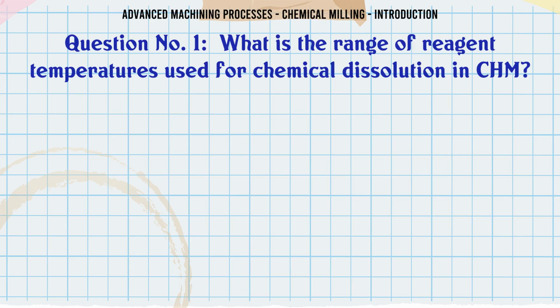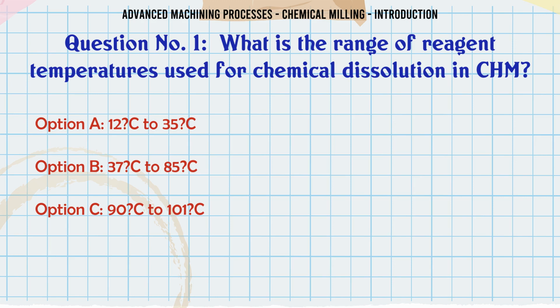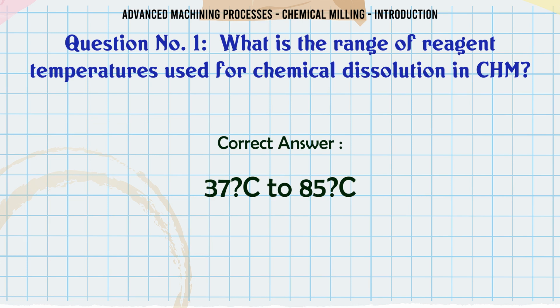What is the range of reagent temperatures used for chemical dissolution in CHM? A. 12C to 35C. B. 37C to 85C. C. 90C to 101C. D. 121C to 142C. The correct answer is 37C to 85C.